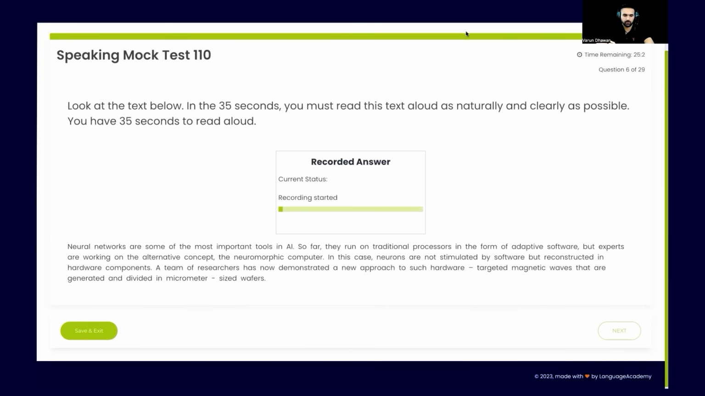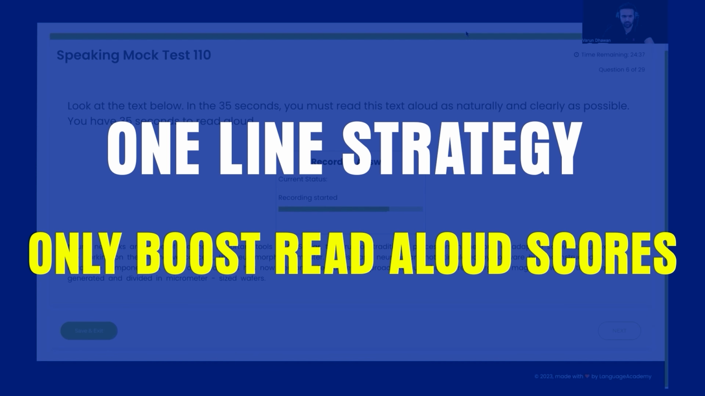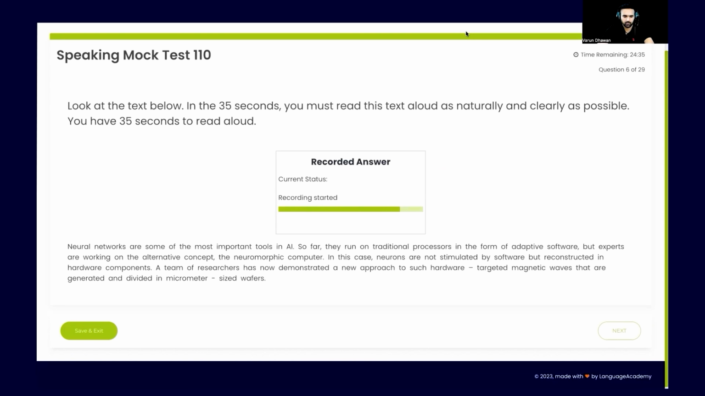Neural networks are some of the most important tools in AI. So far, they run on traditional processes in the form of adaptive software, but experts are working on the alternative concept, the neuromorphic computer. In this case, neurons are not simulated by software but reconstructed in hardware components. A team of researchers has now demonstrated a new approach to such hardware, targeting magnetic waves that are generated and divided in micrometer-sized wafers.